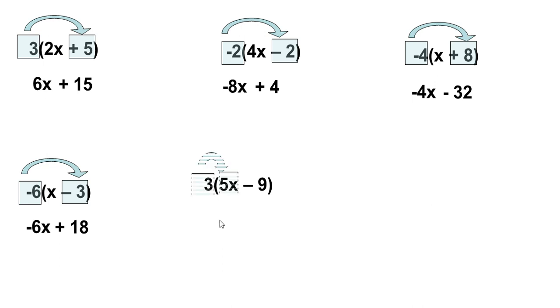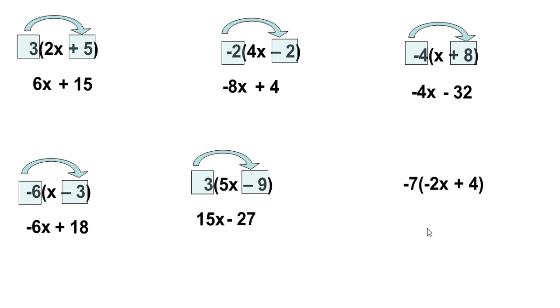This one, I multiply 3 times the first term, 5x. 3 times 5 is 15, so I get 15x. Then I multiply 3 with the next term, which is a negative 9. 3 times negative 9 is negative 27, so I write that as a minus 27 here. And this is the simplified form of this expression.